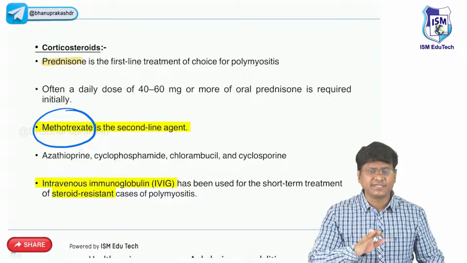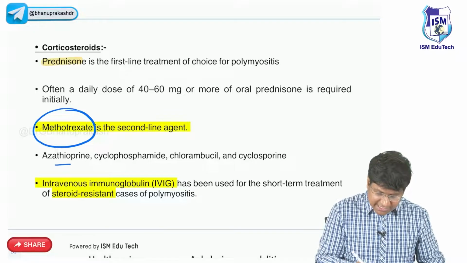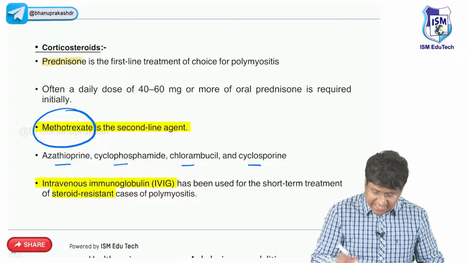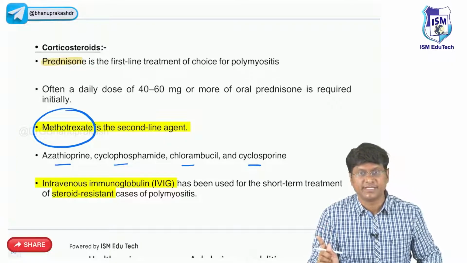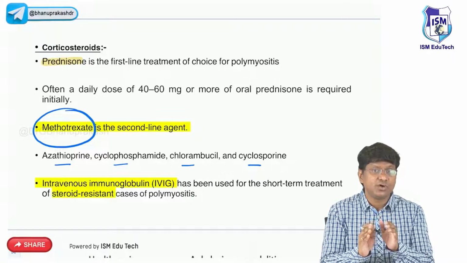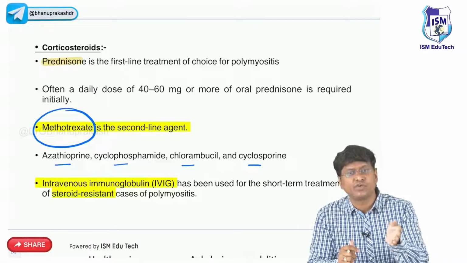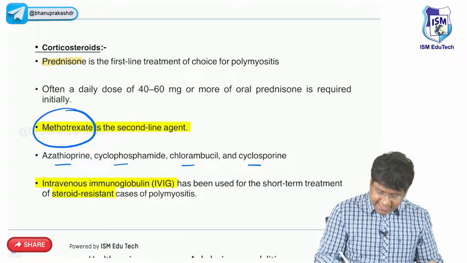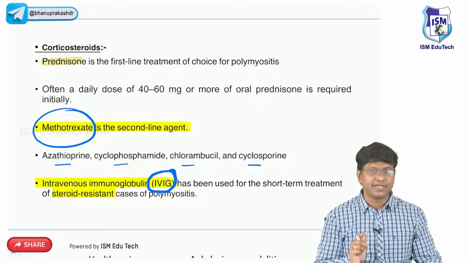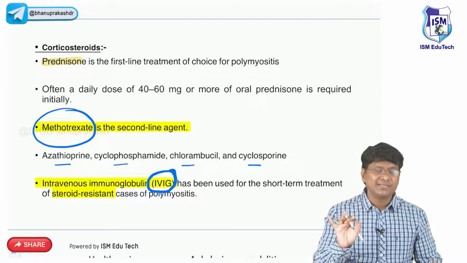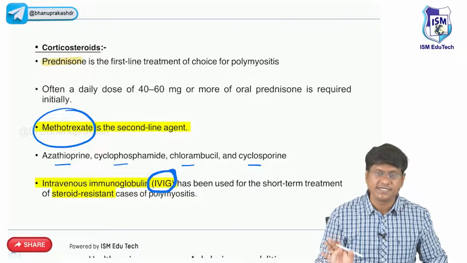And apart from methotrexate, what are the other drugs? That includes azathioprine, cyclophosphamide, chlorambucil, as well as cyclosporine. But please remember, the second line agent is methotrexate. Now, in steroid resistant cases of polymyositis, another important drug is intravenous immunoglobulin, right? So this completes the discussion of polymyositis and dermatomyositis.